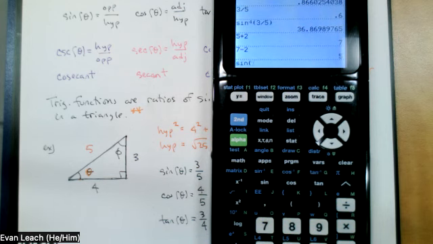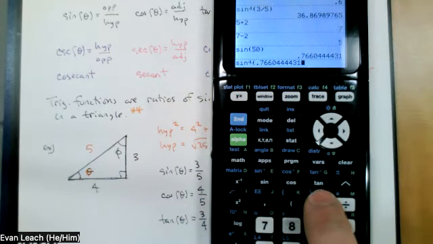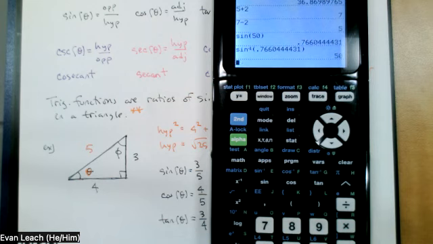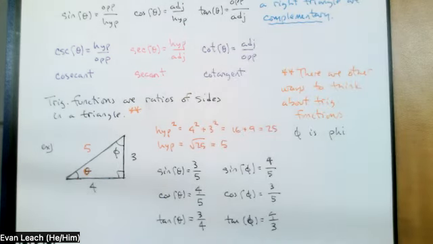If I do the sine of 50 degrees, it's 0.7660. And if I do the sine inverse of 0.7660, it gets us back to the 50 degrees. Any questions? Inverse trig functions to find angles. Let's take a quick break, and then we'll come back and we will practice using our calculating machines.